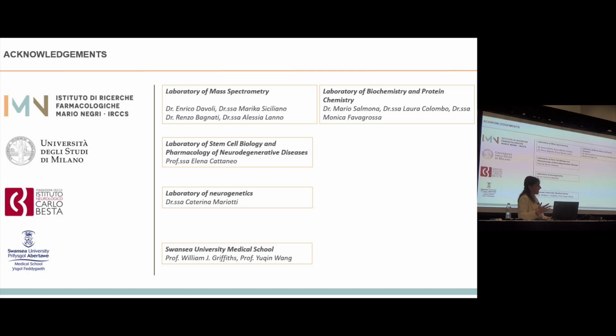I would like to thank all the collaborators of this huge project on Huntington disease, starting from my colleagues of Mario Negri, Università degli Studi di Milano, Istituto Carlo Besta, and Swansea University for the help in setting up the imaging mass spec method.